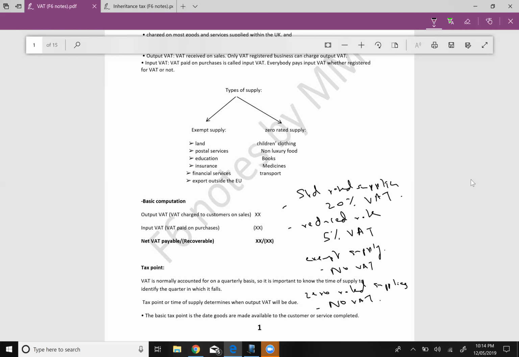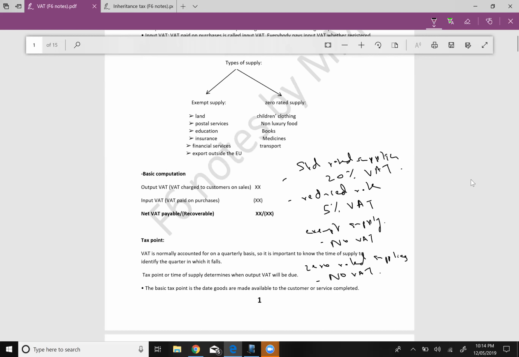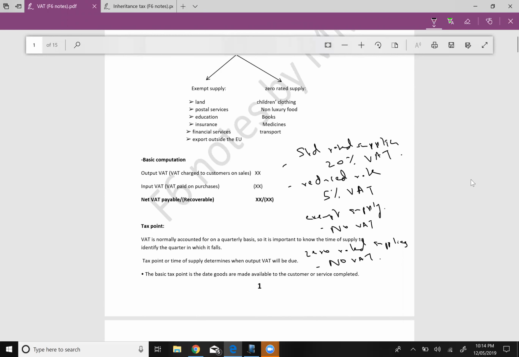Now, let me tell you how you will be computing your VAT. VAT is calculated on both purchases and sales. Now, the VAT which is computed on purchases, that is known as input VAT. Okay, the VAT that you will pay on your purchases is known as input VAT. And the VAT which is computed on sales is known as output VAT.